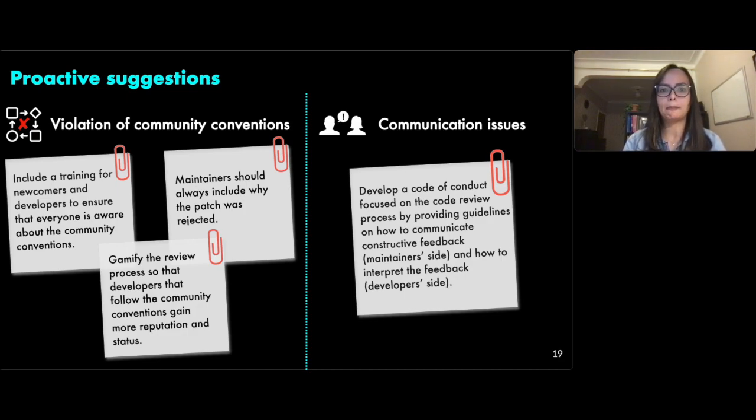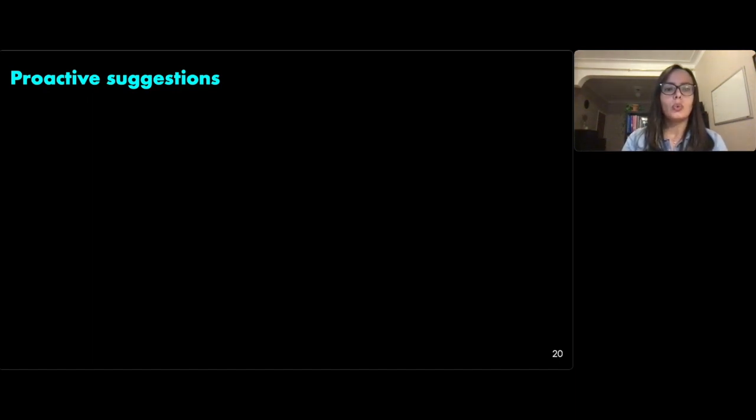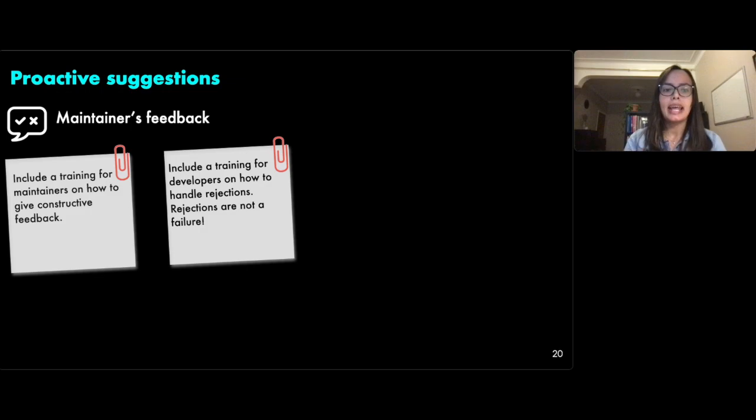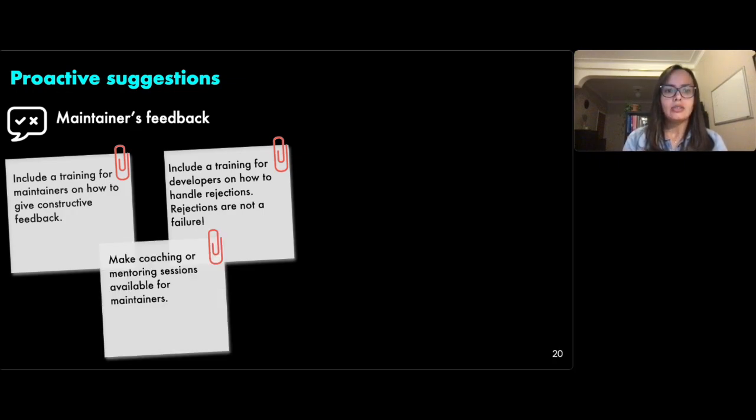So when the cause of incivility was the maintainer's feedback, open source communities could include a training for maintainers on how to give constructive feedback and also a training for developers on how to handle rejections, emphasizing that rejection is not a failure. Also, open source communities could make available coaching or mentoring sessions for maintainers.